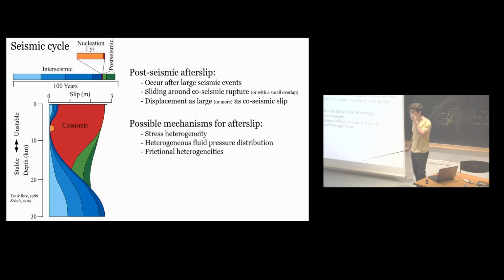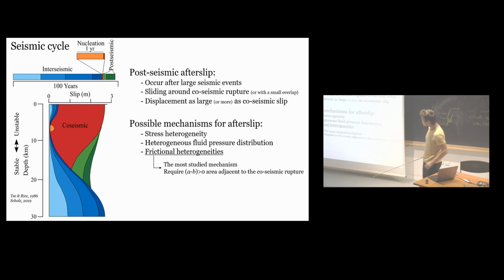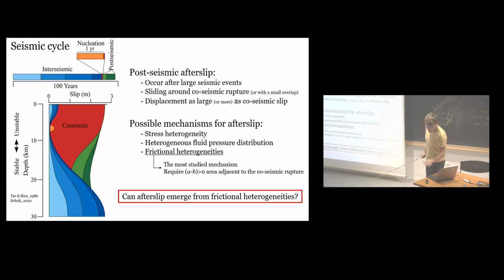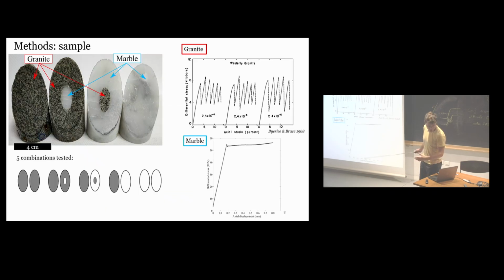And there are different mechanisms that are evoked in the literature to explain this afterslip. So you can have stress heterogeneity, heterogeneous fluid pressure distribution, and today I'm going to mainly focus on frictional heterogeneity. Why that? Because it's the main evoked mechanism in the literature, and it requires very simple conditions, just a velocity strengthening patch that is adjacent to a coseismic rupture. And I will try to answer this question: can we have afterslip in the laboratory just by adding simple frictional heterogeneities?